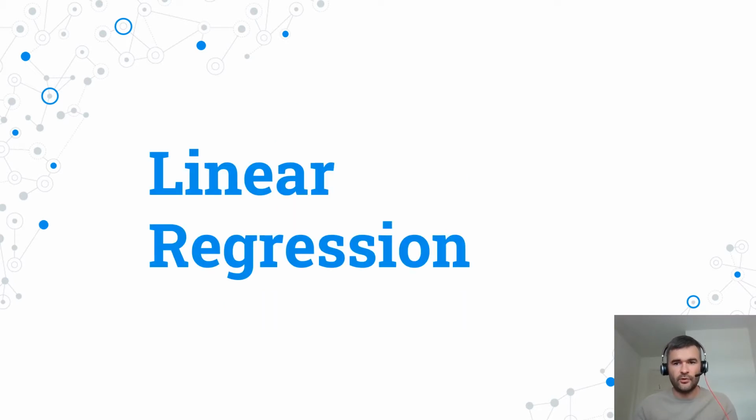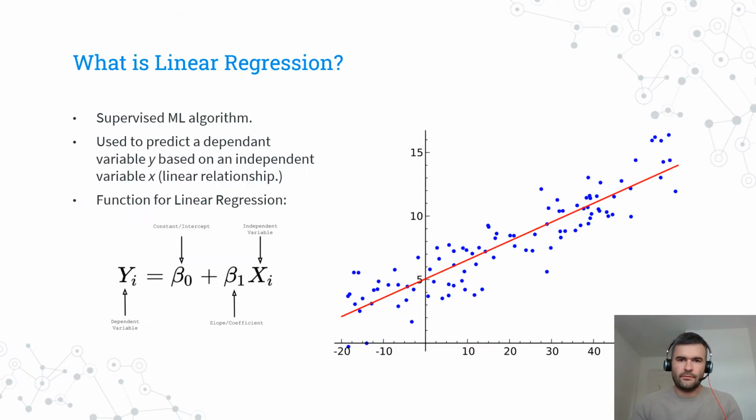The algorithm we're going to be covering today is linear regression. Now, linear regression is probably the most well-known and well-understood algorithm in statistics and machine learning. So what is linear regression?